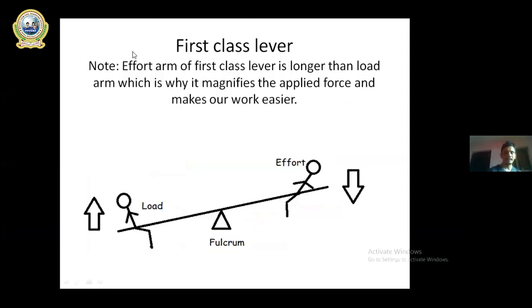As I said earlier, in a first class lever, the effort arm is always longer than the load arm. Effort arm means the distance between the effort and the fulcrum. Since the effort arm is longer than the load arm, it magnifies the force, that means it multiplies the force and makes our work easier. So this is about first class lever.